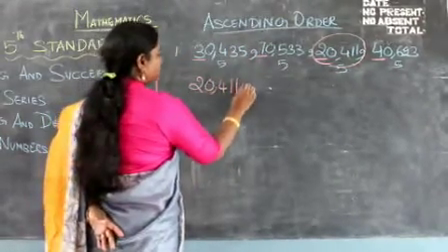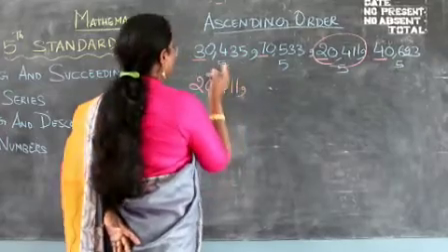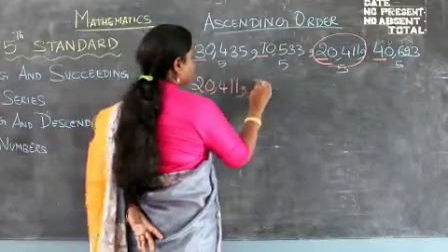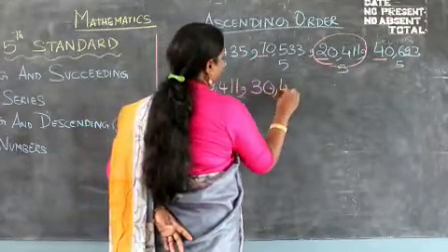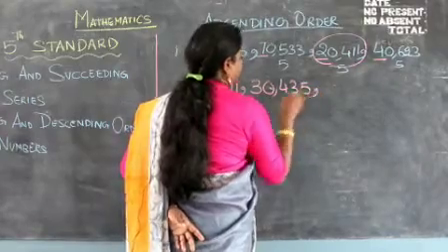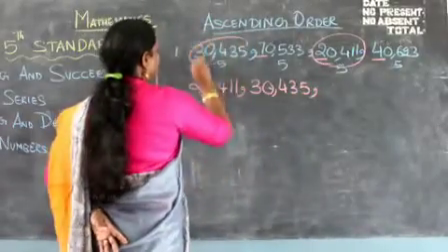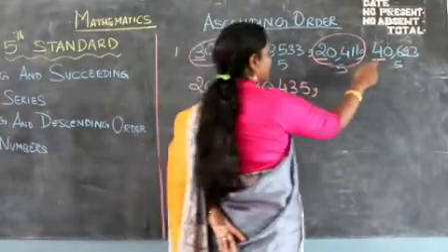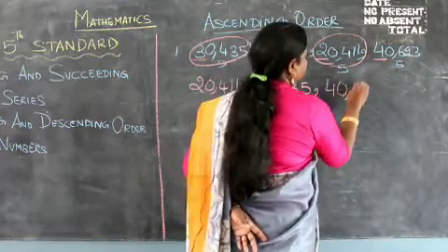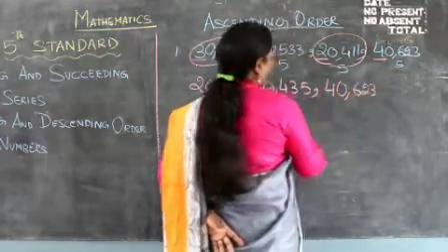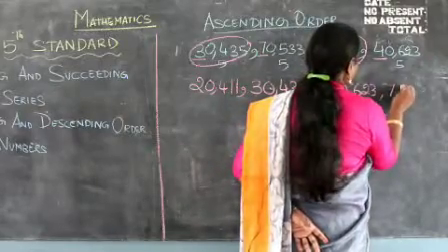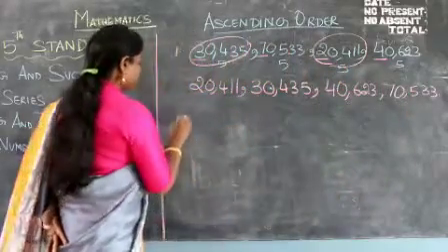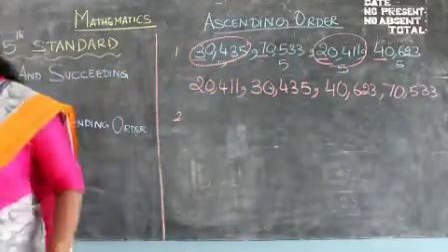Okay? Now which is the second one? 2 is over, remaining is 3, 7 and 4. Which one is big or which one is the smallest? 3 is the smallest. So you write the next number, 30,435. Okay? Now this is also over. Now it's between 7 and 4. Which one is big? Obviously 7 is big. So we're going to write the next number as 40,623. And finally we have 70,533.